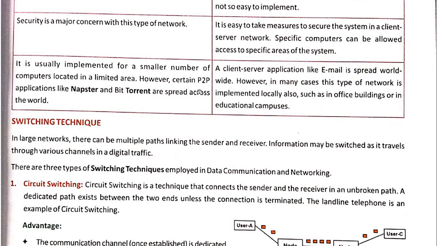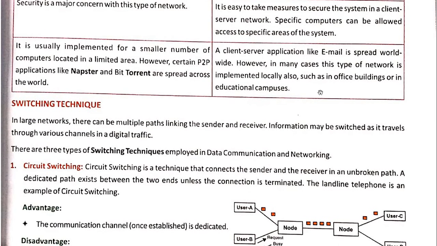Now the last one is, it is usually implemented for a small number of computers. Means it is built in homes or offices, whereas client server is made on a large scale, like world level internet, district level, national level, country level. So these were the differences between client server and P2P network. You can write the difference between these two networks in your own words also by understanding the things.